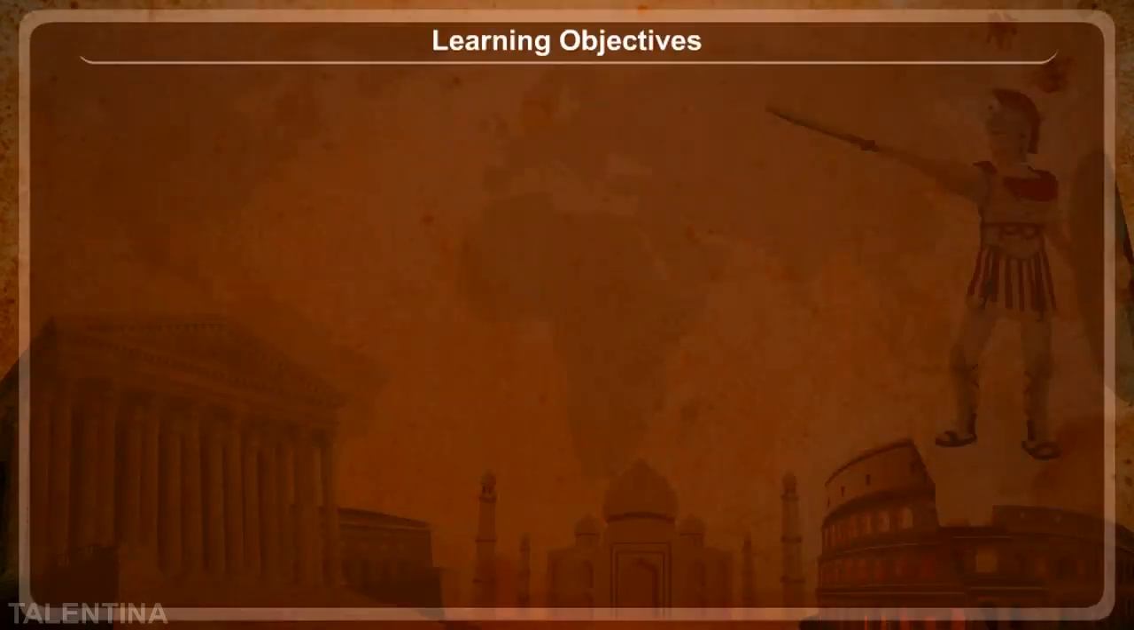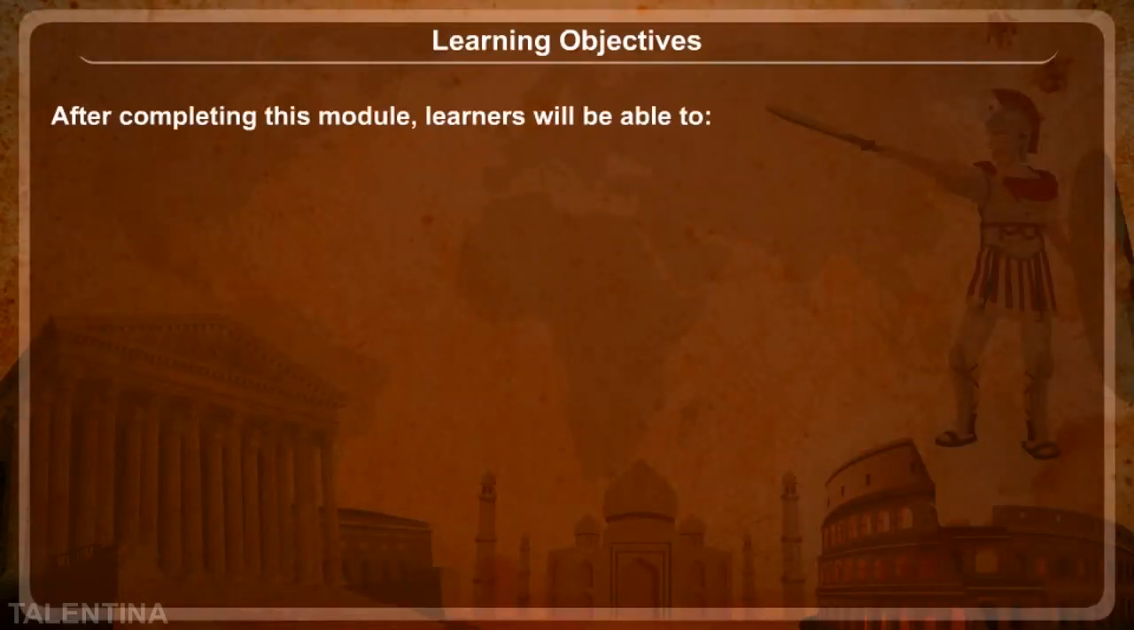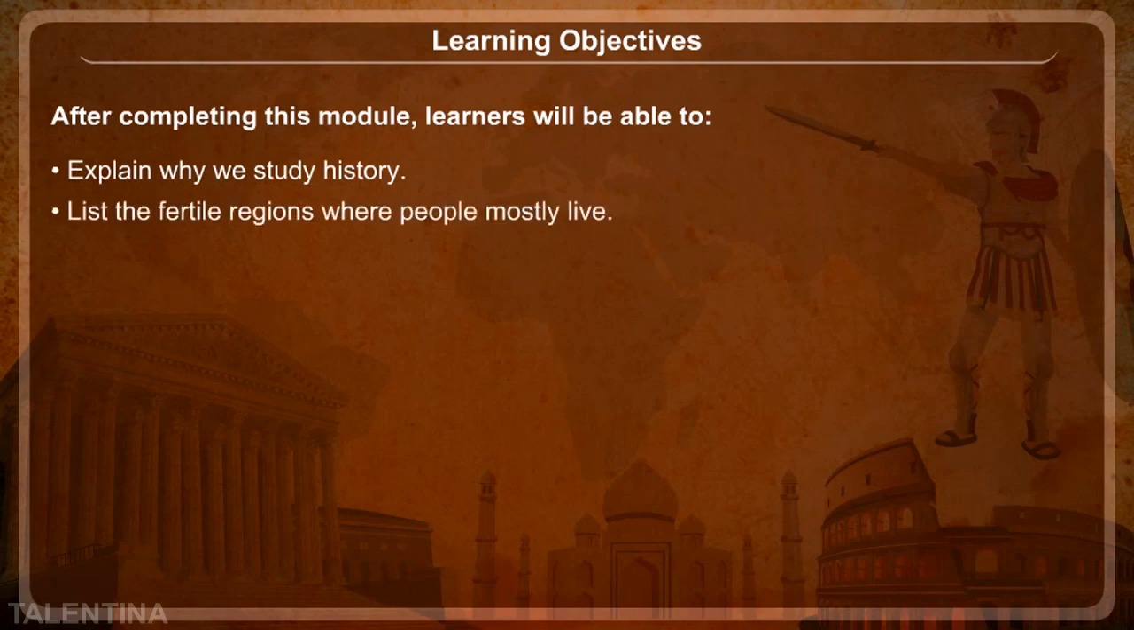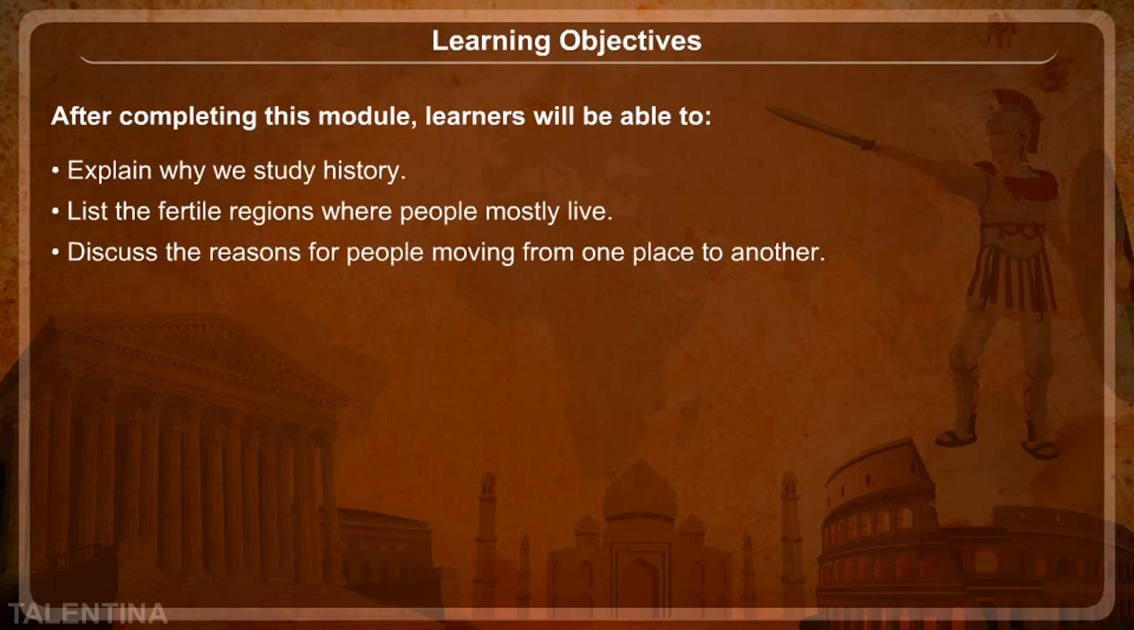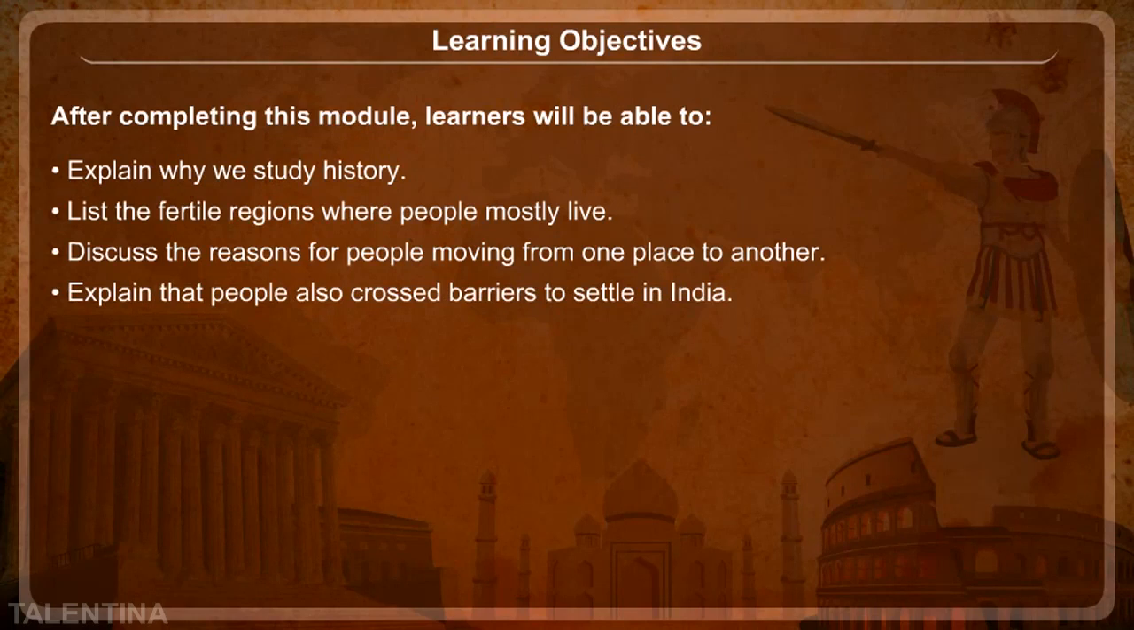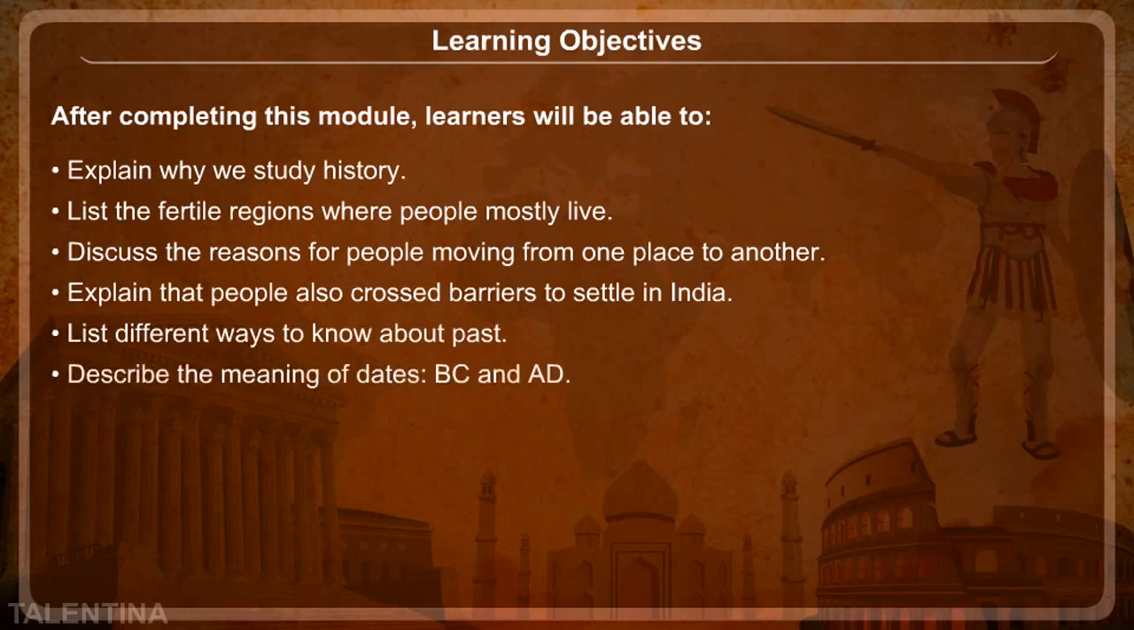Learning objectives. After completing this module, learners will be able to explain why we study history, list the fertile regions where people mostly live, discuss the reasons for people moving from one place to another, explain that people also crossed barriers to settle in India, list different ways to know about the past, and describe the meaning of dates BC and AD.